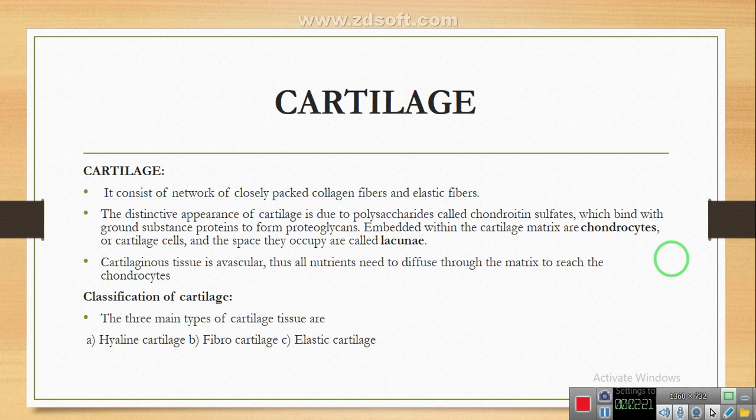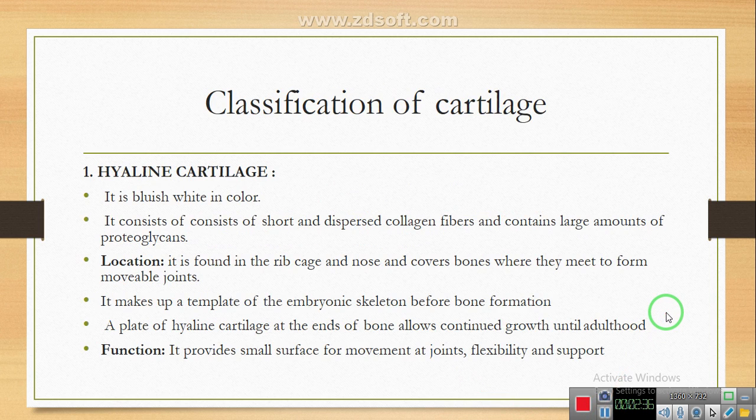So what is the classification of cartilage? We classify the cartilage into three tissues. Number one is the hyaline cartilage, number two is the fibrocartilage, and number three is the elastic cartilage. I am starting with the hyaline cartilage over here.